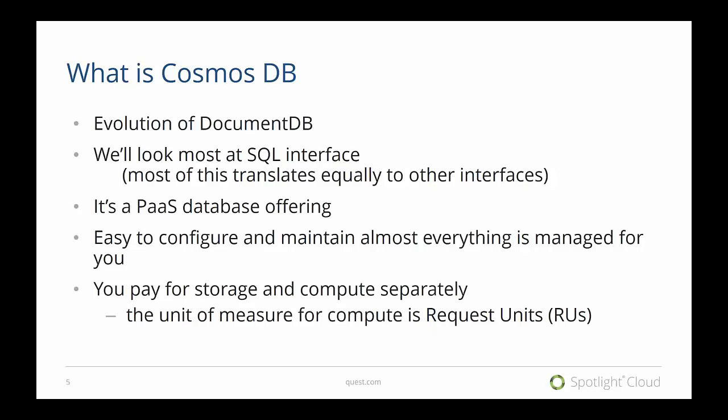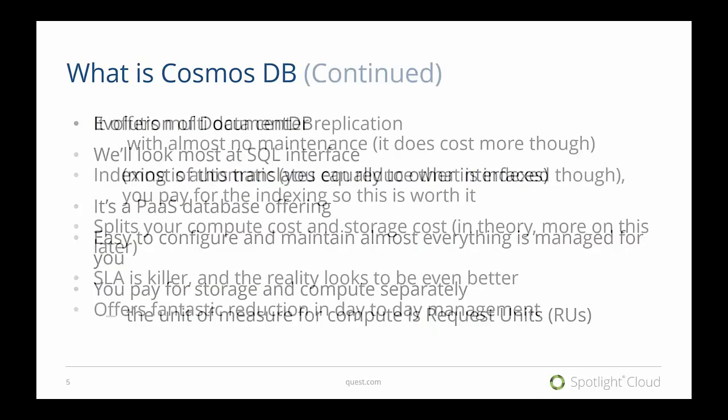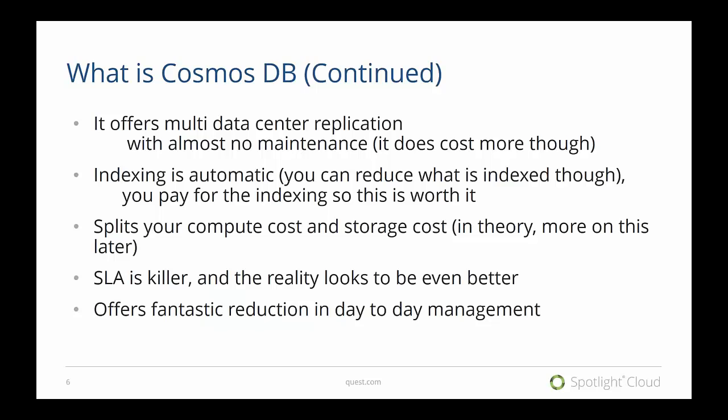The other thing about it is you pay for storage and compute separately. They charge you for compute and they charge you for storage, and the unit of measure for compute is what they call request units. We'll come back to this storage and compute being charged separately later on; that becomes quite important. It offers multi-data center replication with almost no maintenance. It does cost more though, so they charge you for the storage and the compute again for the second copy. Indexing is automatic, but you can reduce what is indexed. They do give you control of that.